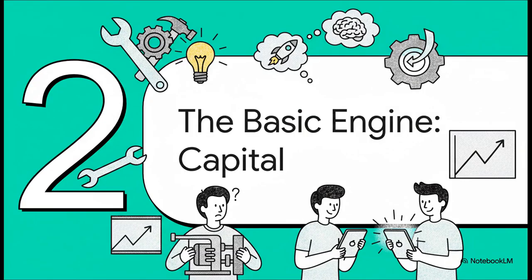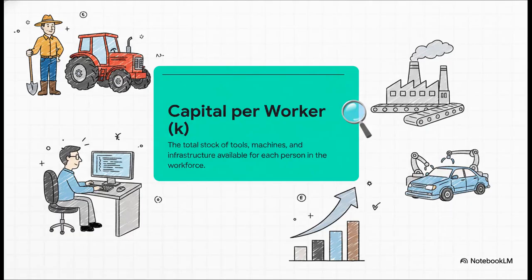The starting point is actually super simple, really intuitive. Give workers better tools, and they'll get more done. In the world of economics, these tools have a name: capital. We're talking about everything from a tractor for a farmer, to a computer for a software developer, to the entire factory that builds a car. The basic idea here is that the more capital each worker has, the more stuff they can produce.